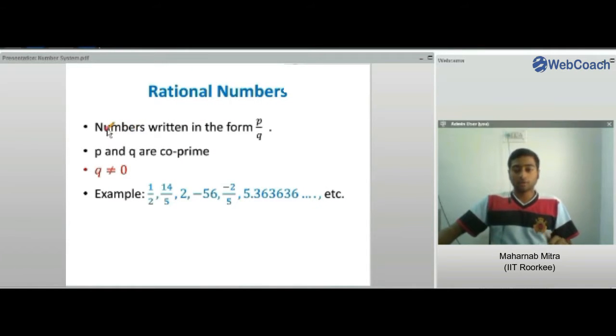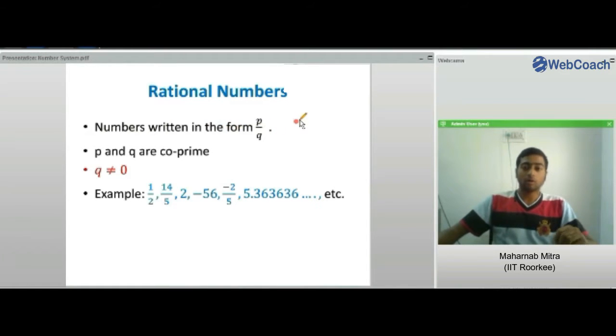Now, what are rational numbers? The definition states, numbers written in the form of p by q or in the form numerator divided by denominator are called rational numbers. But there are certain conditions to it. The first condition is p and q are co-prime, which means there should not be any common factors between p and q. The only common factor between p and q must be 1, right? This is the meaning of being co-prime.